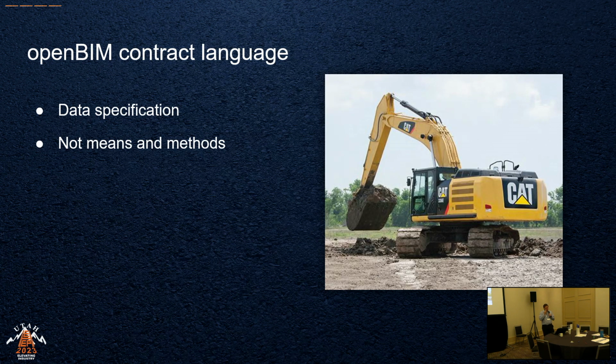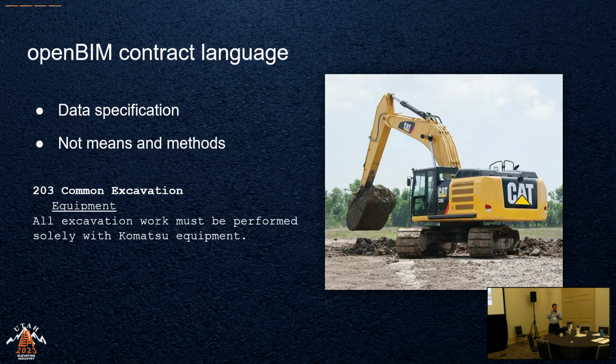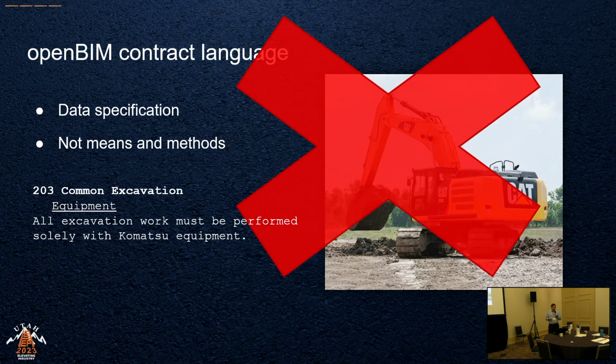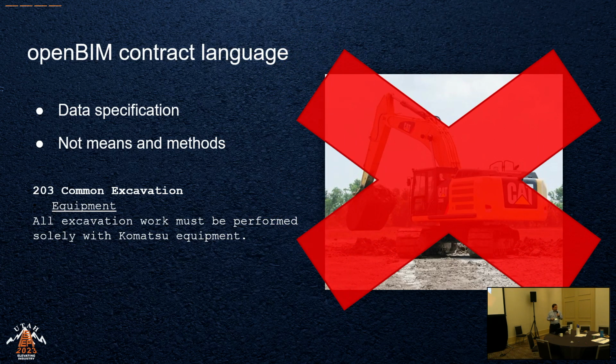So the hypothetical example here, let's say we're putting out a construction contract, and we're going to have some earthwork, right? So you would never see a specification for common excavation saying, under equipment, all the excavation work must be performed solely with Komatsu equipment, right? Caterpillar is not welcome on this project. And hopefully that'll come across as a little humorous or comical, but the point being that we're not dictating means and methods of requiring specific tools or specific hardware.